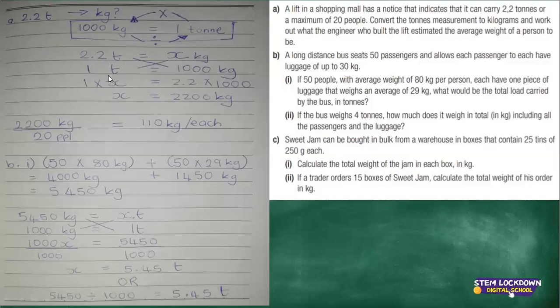X multiplied by 1 equals 2.2 multiplied by 1,000. So you'll have 2.2 multiplied by 1,000. Then you work out your X value, you're solving for X, which is going to be 2,200 kilograms.